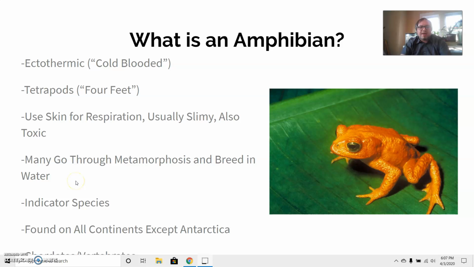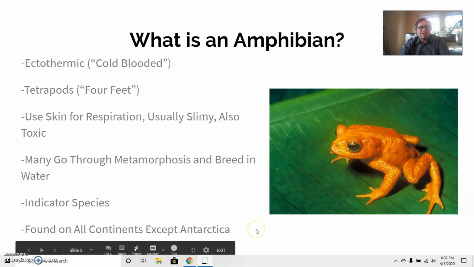We still see a strong connection to water with amphibians, even though they are not fish. We refer to them as indicator species. So again, depending on how the environment is doing, that kind of tells you whether or not you have amphibians in that area. If there are amphibians in an area, it means that the water there is clean. So it's good to have amphibians in a certain spot. They're very sensitive to changes in the weather and changes in water quality.